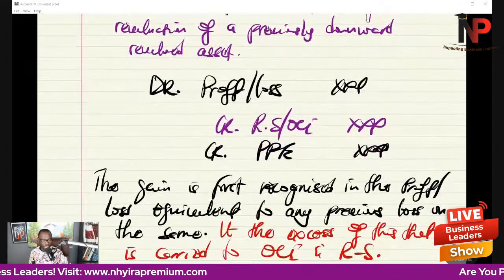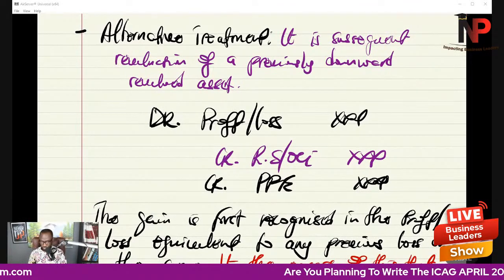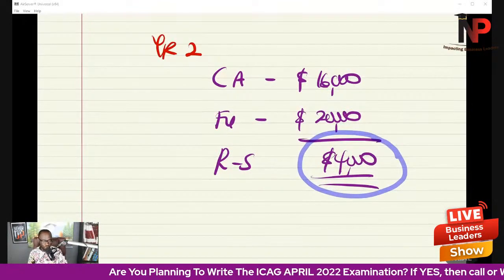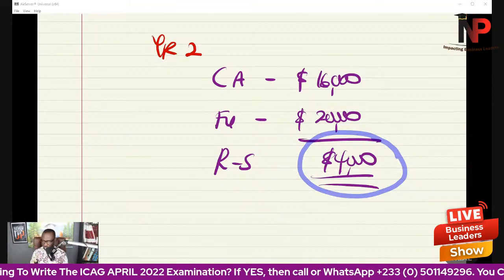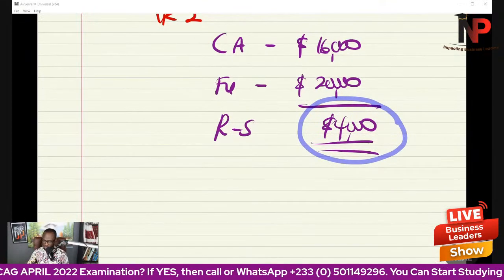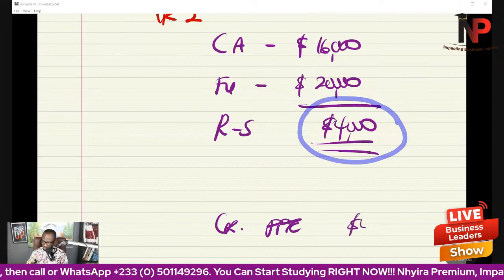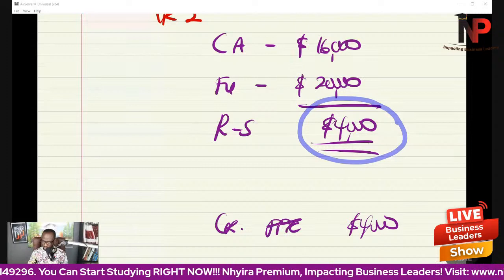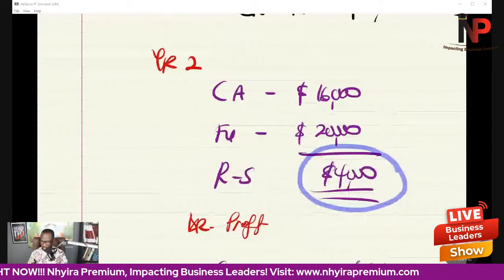So that is the alternative treatment. So what are we going to do? If I go back to my illustration, now in year two, we are having a revaluation surplus of 4,000. So what's going to happen is that we will first credit PPE with the 4,000 because it's a loss. But then we'll first go to the P&L and bring the amount in the P&L.